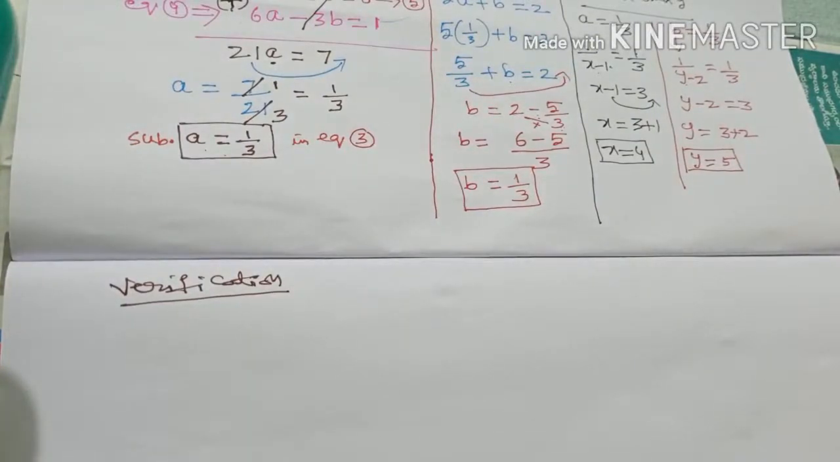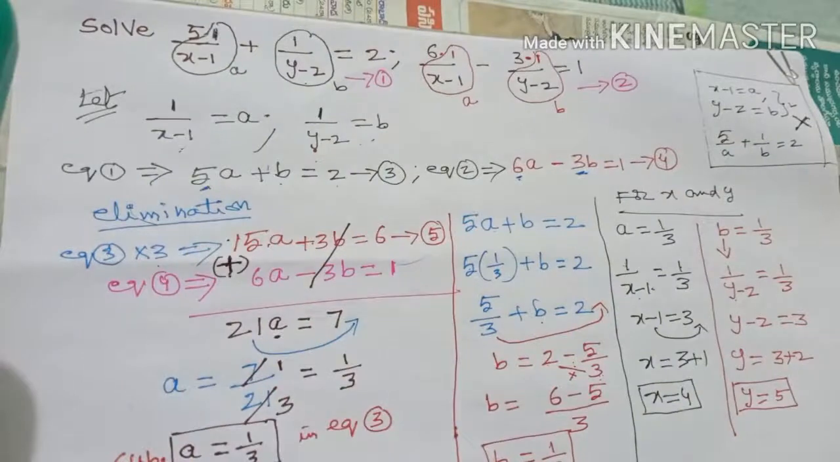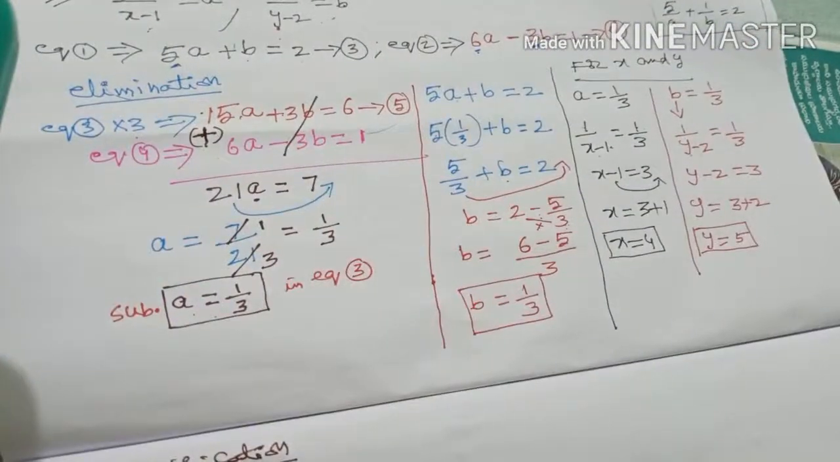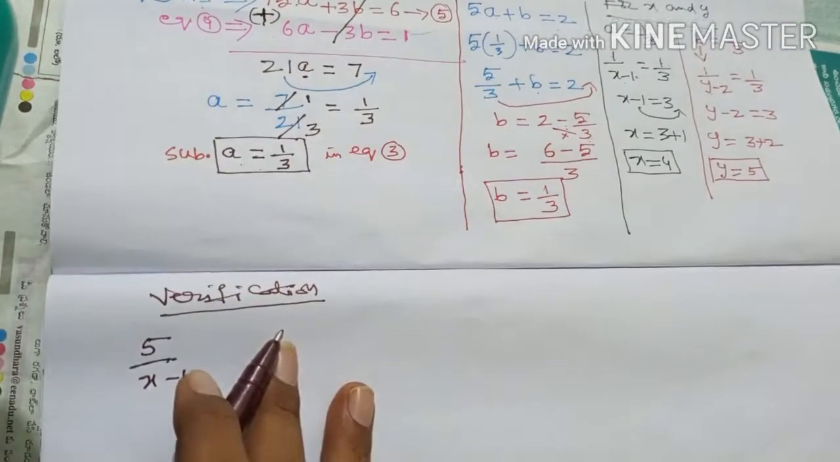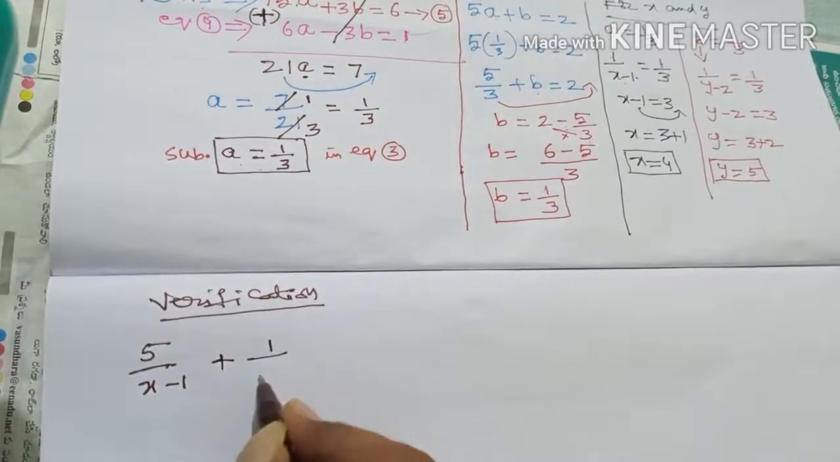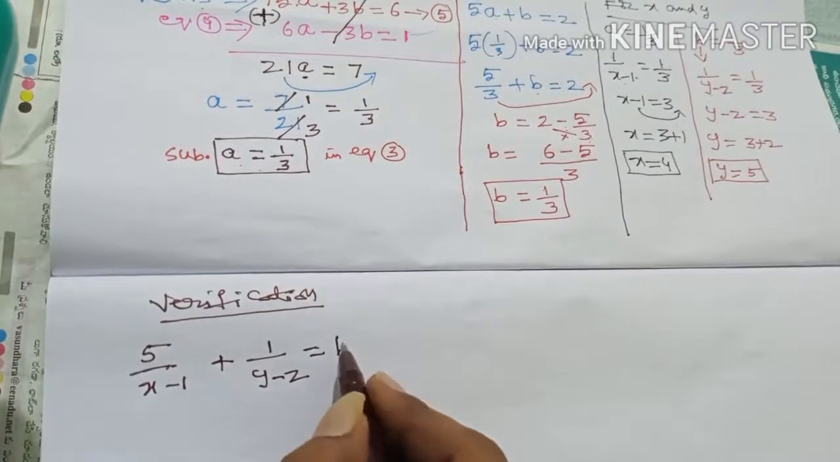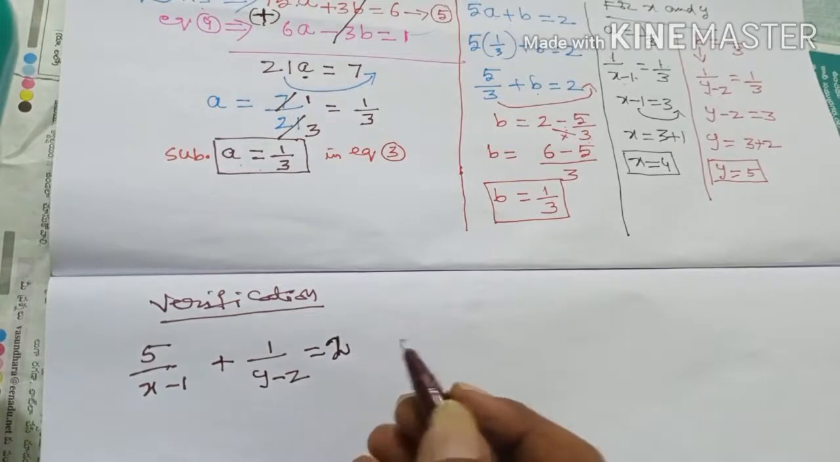You will take the first equation. So according to the problem, what is the first equation? It is nothing but 5 by x minus 1 plus 1 by y minus 2 is equal to 2.